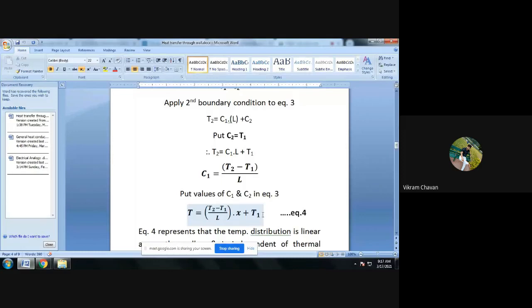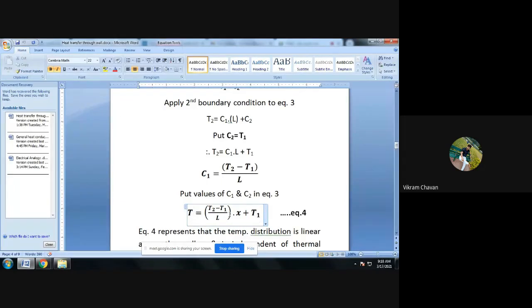So these two constants we have carried out. Then if you compare this equation with the line equation, we know that y is equal to mx plus c, the straight line equation. The same format is there in this equation, so we can consider T, x and c. So y we can correlate with T, x as it is, m we can correlate with (T2 minus T1) divided by L, and c we can compare with the T1.